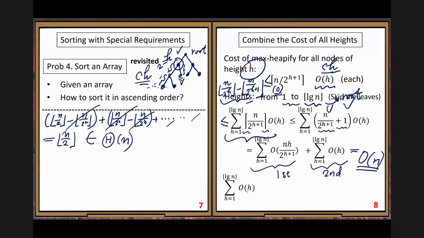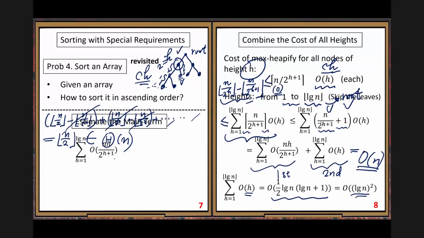H starts from 1 through log n. So we use this formula, this formula gives log n squared. So for that term, we only need to estimate the first one. This summation, we can take, and here we can treat as constant. H is the variable, and we can treat n as a constant, we fix it.